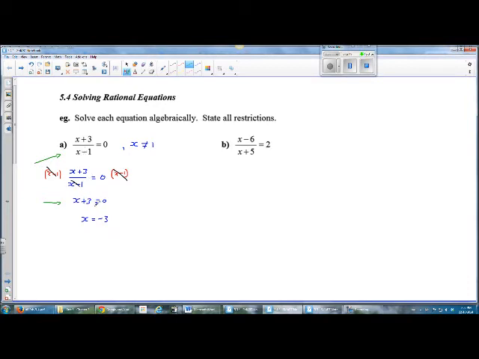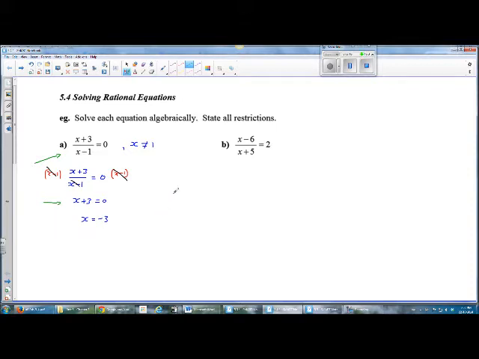Then we can verify that the solution to this rational equation is the same as the zero of this equation here. So y equals this left side, and y equals x plus 3, so that you can graph both of those in Desmos.com, and then you can verify that the solution to both of those is x equals negative 3.